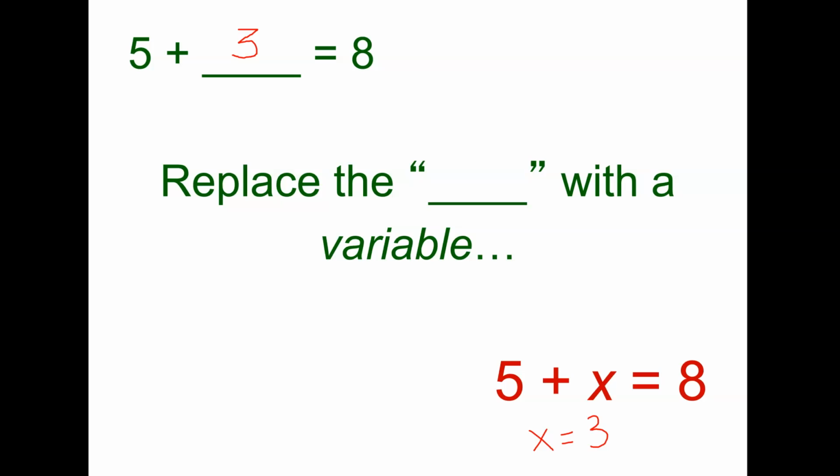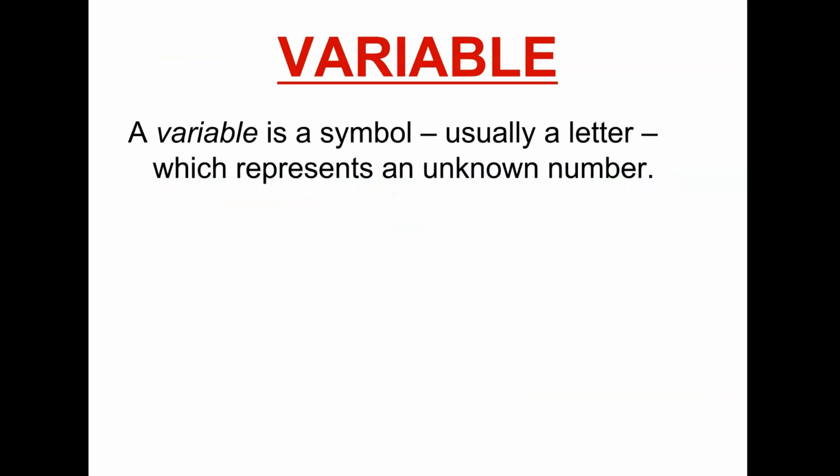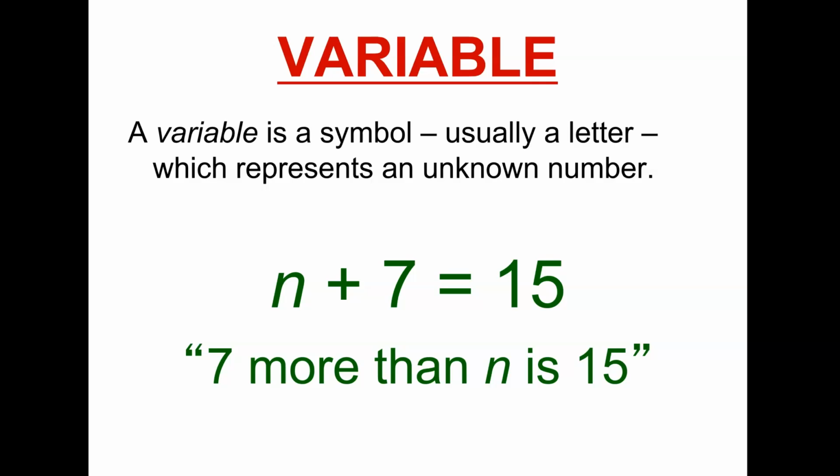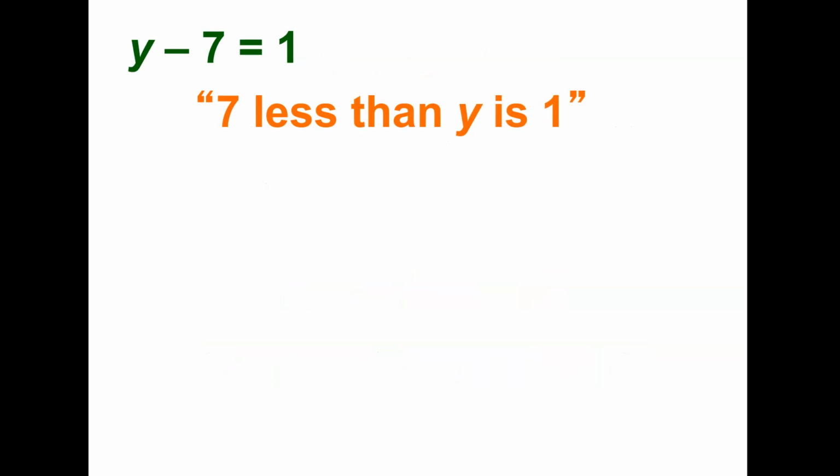Let's talk about that term variable. A variable is a symbol, usually a letter from the English alphabet, which represents an unknown number, a letter that acts as the blank to be filled in. For example, n plus 7 equals 15. You might also read this as 7 more than n is 15. With subtraction, you might say 7 less than y equals 1.